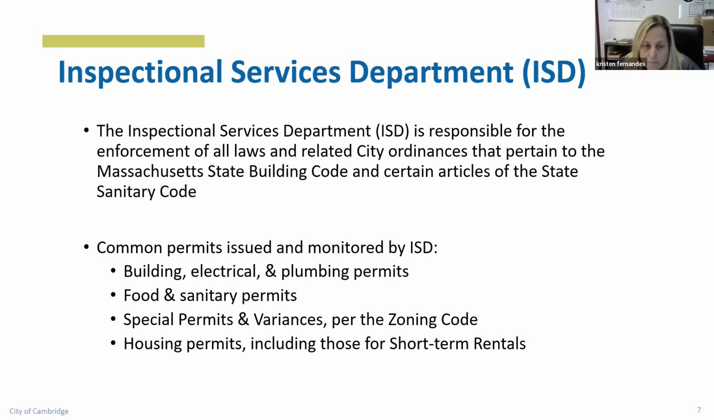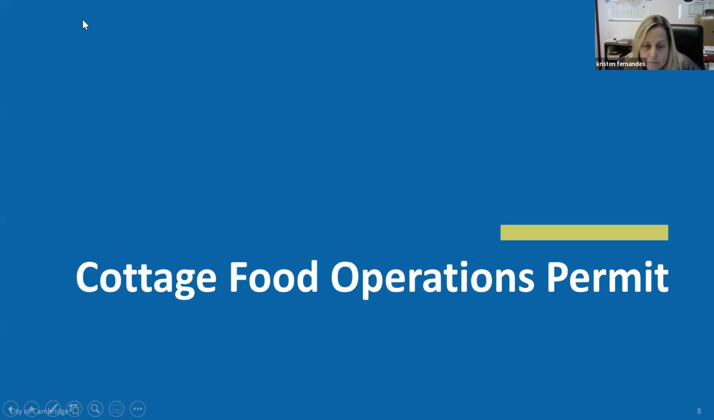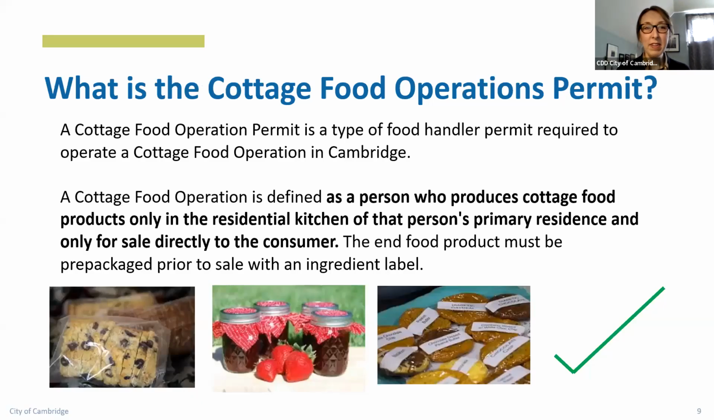We'll move on now to the bulk of our presentation. The actual cottage food operation permit itself. So what is the cottage food operations permit? Specifically, it is a type of food handler's permit that is required for cottage food operations in Cambridge. And specifically, a cottage food operation is defined as a person who produces cottage foods that are products made only in the residential kitchen of that person's primary residence and only for sale directly to the consumer. The end food product must be prepackaged prior to sale with an ingredient label.